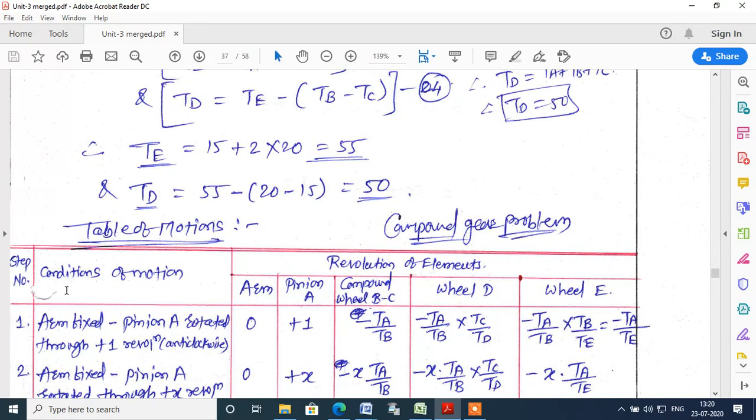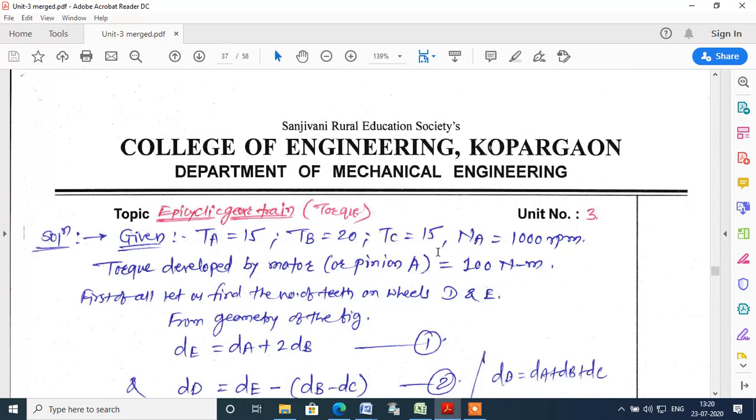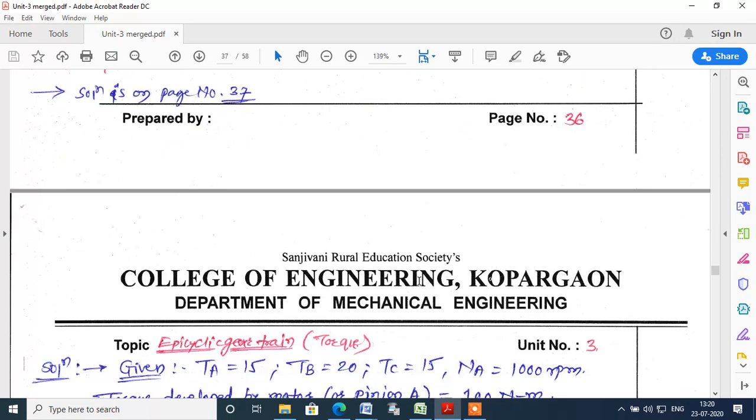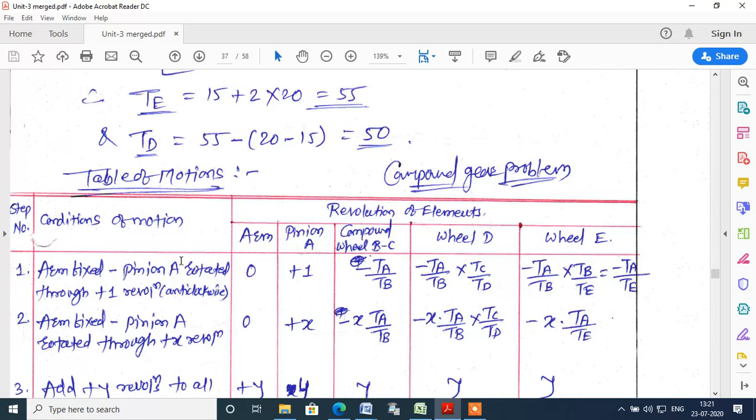Now this is the table of motion: step number, condition of motion, revolution of elements. Here the elements are the arm, then gear A that is pinion A, then compound gear BC, then wheel D, and last wheel E. So the arm is fixed, and pinion A rotates through one revolution anticlockwise. So the arm is 0, and A is plus 1.